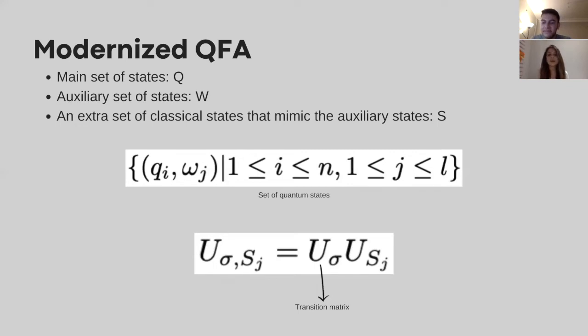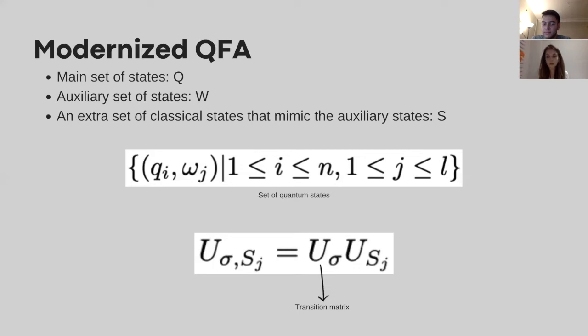In this model, in addition to the main states, there is a set of quantum states called the auxiliary states, and a set of classical states that mimic these auxiliary states. Our conjoined set of quantum states become this. At the start of each computational step, instead of just multiplying with one transition matrix, we first multiply our state with the matrix that corresponds to our classical state, then the transition matrix of the character read.